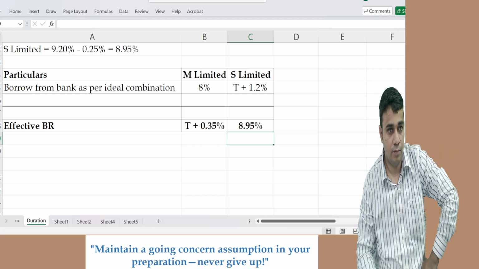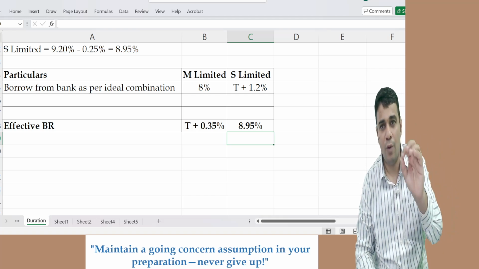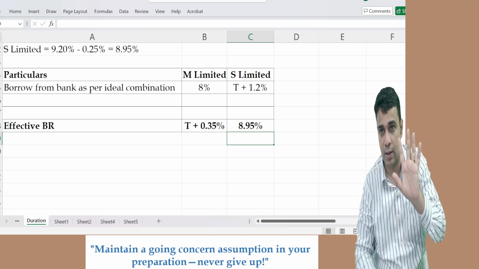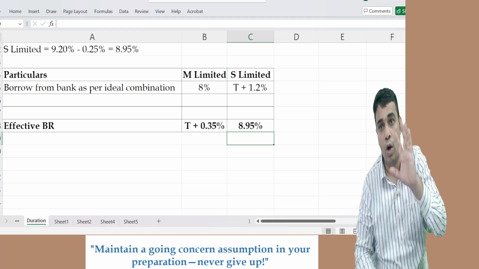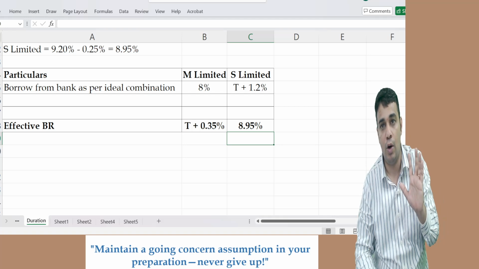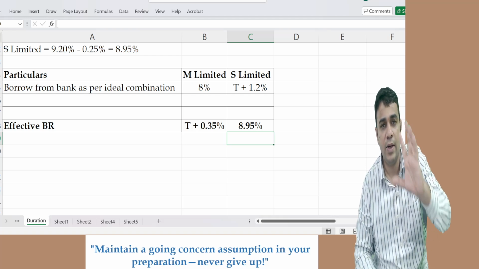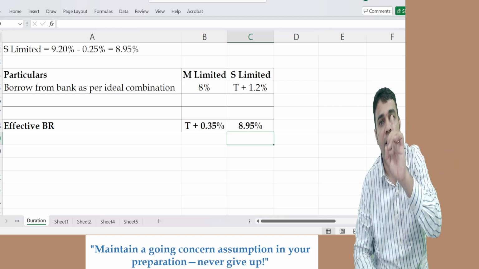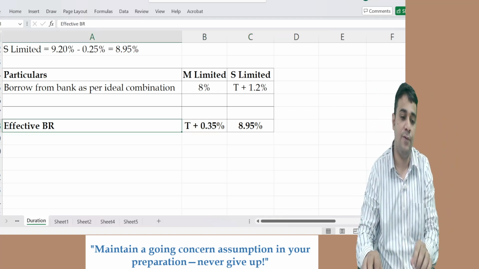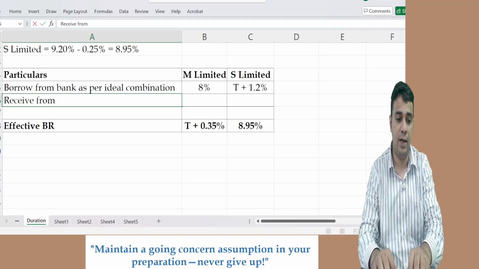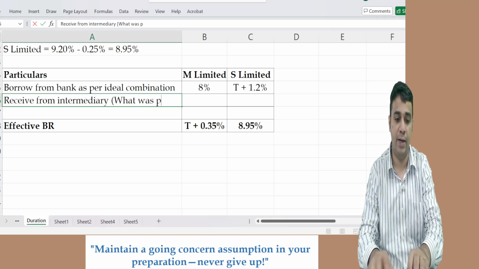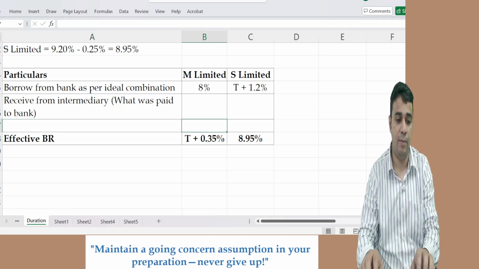Clear? Now here very simple. Borrow from bank as per ideal combination. Whatever you pay to bank, receive from the intermediary. Whatever you pay for both the companies, both the companies receive from intermediary. What will you pay to the intermediary? Your effective borrowing rate. What we are doing is we borrowed from the bank, cancelled that loan, and the new loan will be at the effective borrowing rate. So receive from intermediary, in bracket, what was paid to bank.